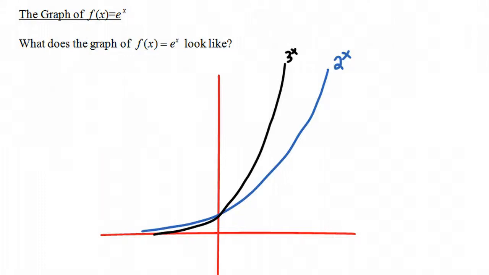In this video, we're going to talk about what the graph of e to the x looks like. And it's actually going to be pretty simple. Now, notice we've already graphed 2 to the x and 3 to the x. We've already talked about how you graph those. So what does e to the x look like?